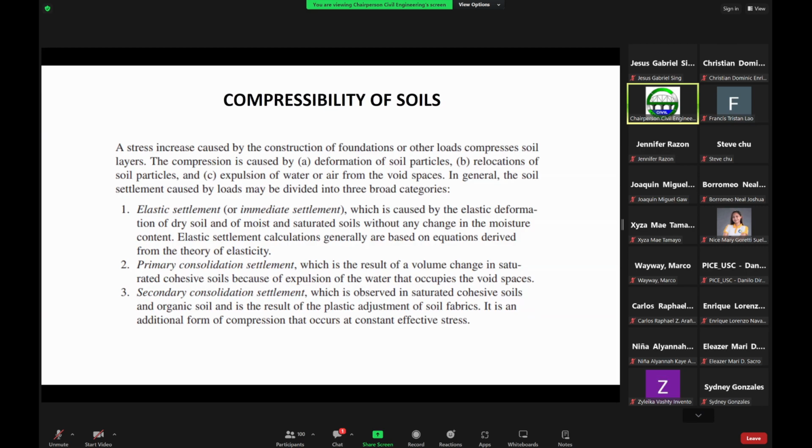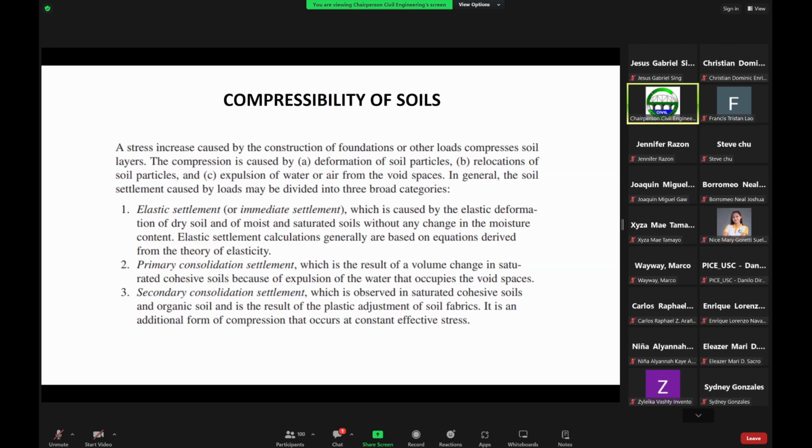But in addition to that, for soils to settle, we need to add the stress. There will be a stress increase caused by structural foundations, dead loads, live loads, and so on and so forth. So a stress increase caused by the construction of foundations, or other loads, tend to compress the soil layers.